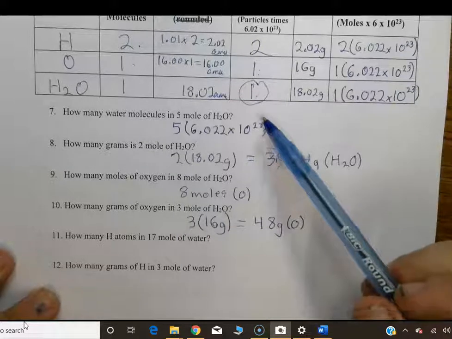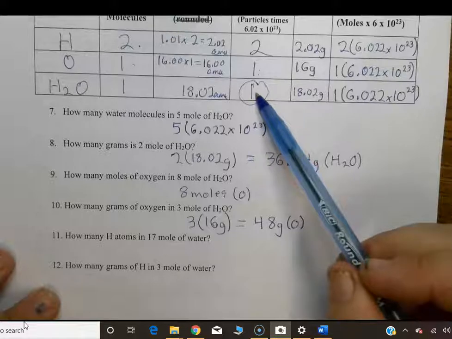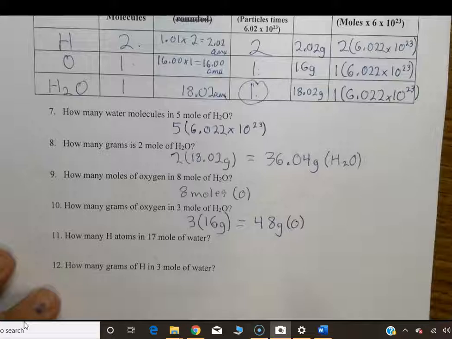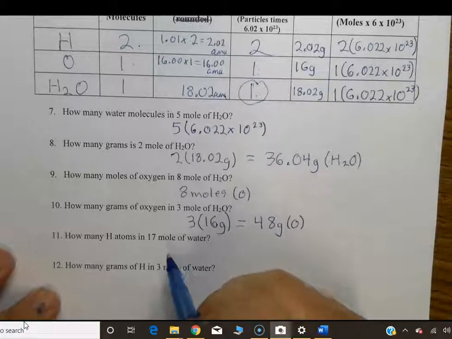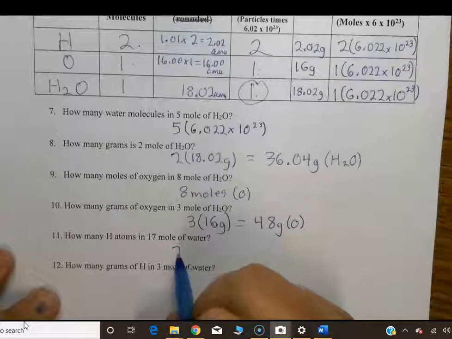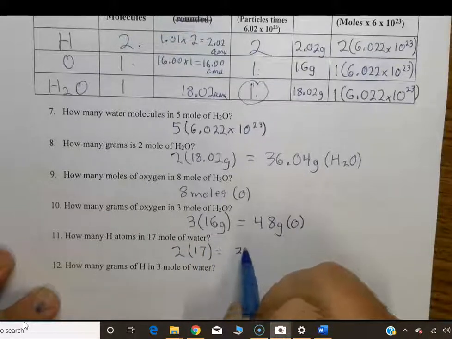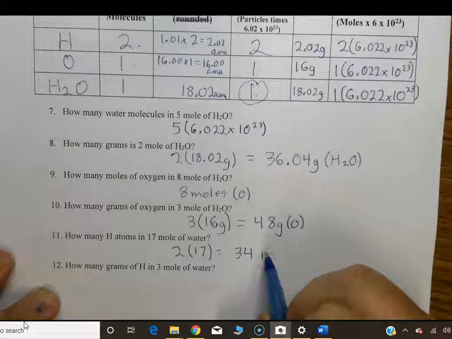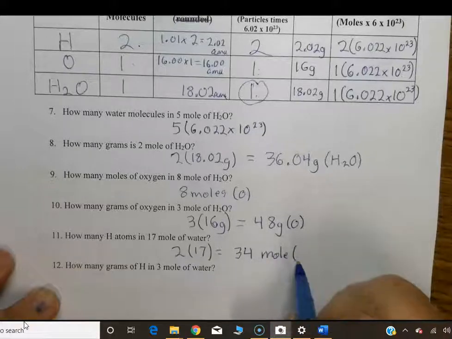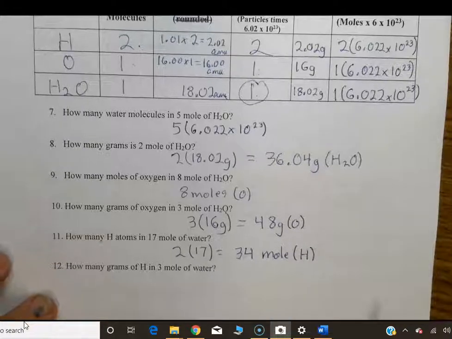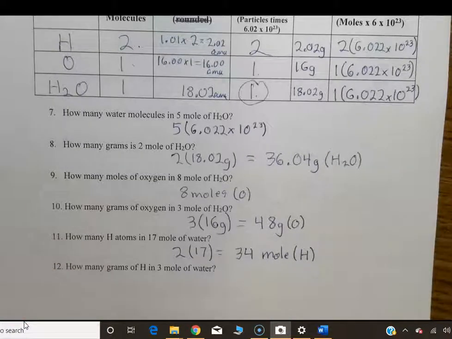How many hydrogen atoms in 17 moles of water? Okay, so for every mole of water, H2O, I need 2 moles of hydrogen. I need twice as many moles of hydrogen as I have moles of water. So in 17 moles of water, how many hydrogen? It's going to be 2 times 17, which equals 34 moles. That's my unit of measure. And the element we're talking about is hydrogen. So moles of H.